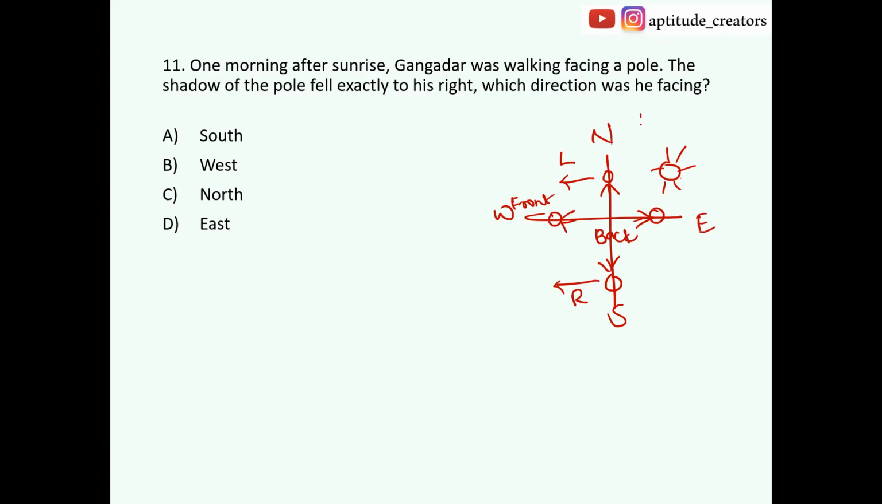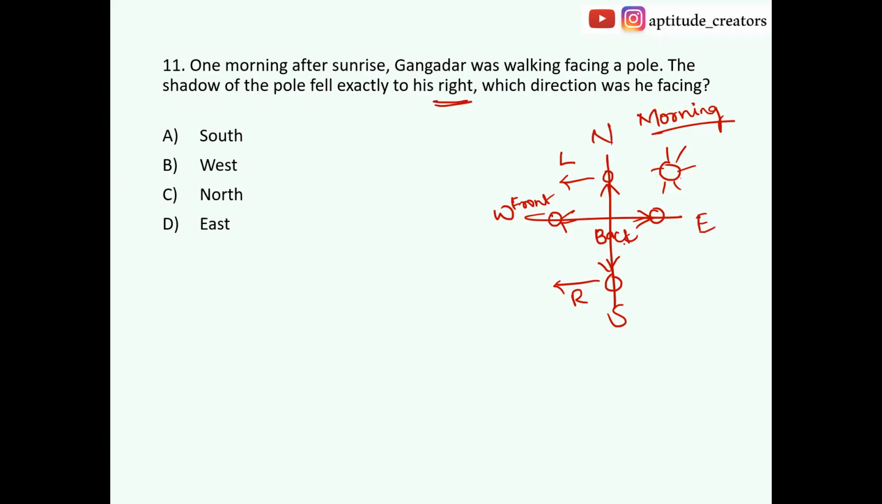Okay. Now this is about the morning case. Here the question is also talking about the morning case. One morning after sunrise, Gangadhar was walking facing a pole. The shadow fell exactly to his right. Now the question is talking about the right side.